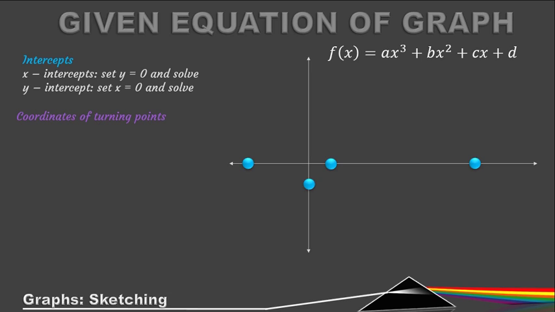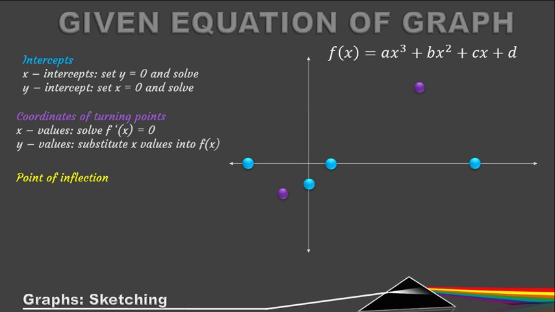Then we look for the coordinates of the turning points. For the turning points, we need to find the x values by first solving for the first derivative and putting it equal to 0. And to get the y values, we simply substitute the x values into the original function. So then we can find our coordinates of the turning points and we plot them on the graph.